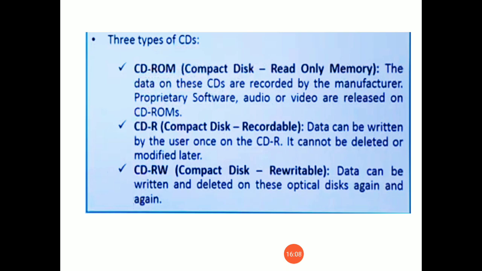So we have three types of CD: CD-ROM, that is compact disc read-only memory, CD-R, that is compact disc recordable, and CD-RW, that is compact disc rewritable. In CD-ROM, the data on these CDs are recorded by the manufacturer. In CD-R, data can be written by the user once, and cannot be deleted or modified later. And in CD rewritable, data can be written and deleted on these optical discs again and again.